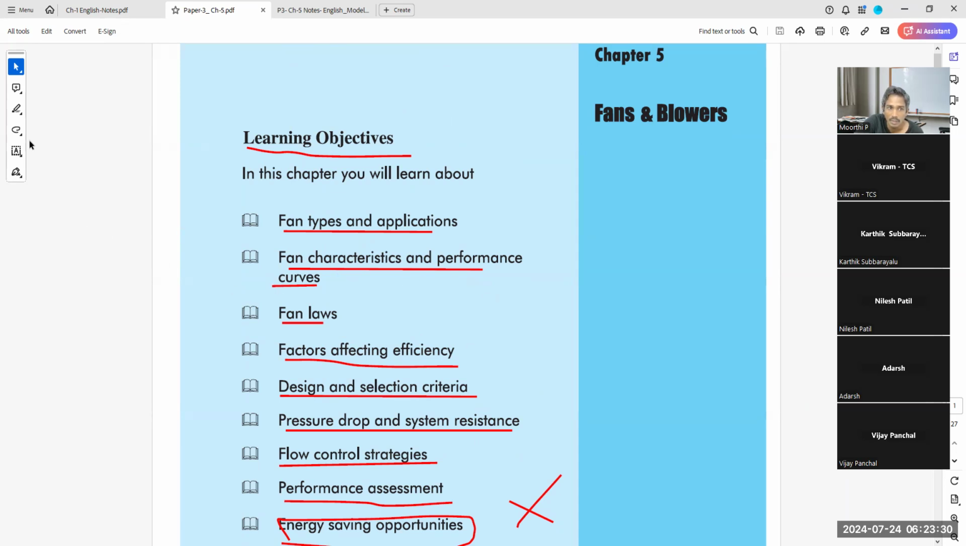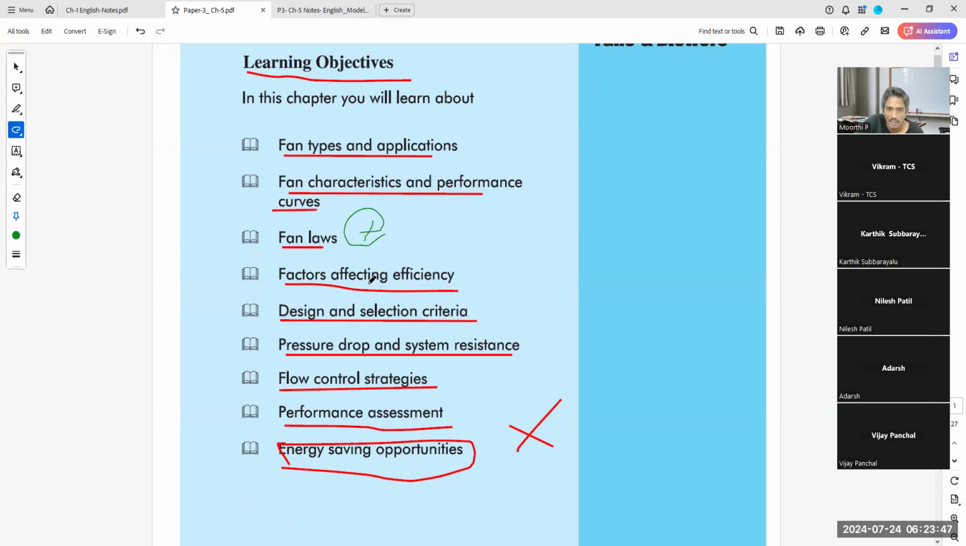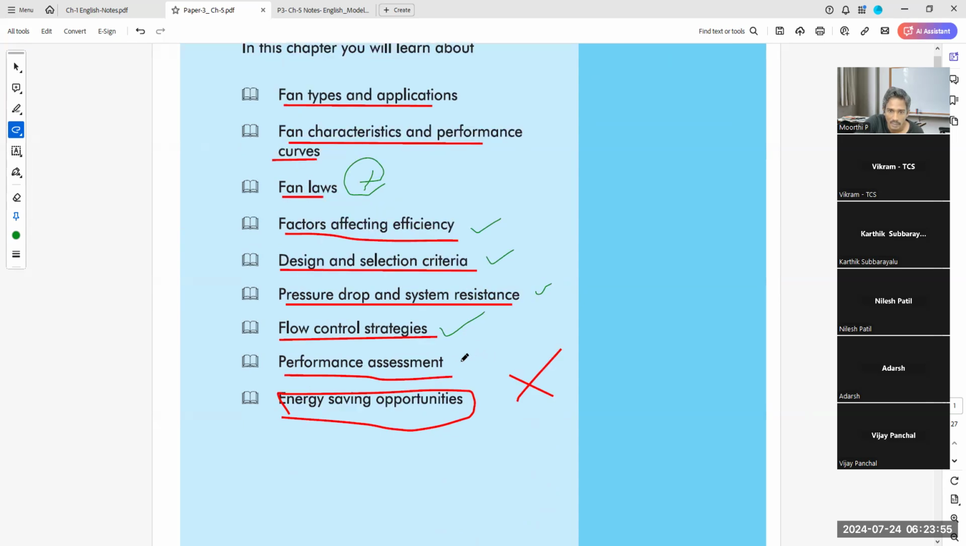Here a very important one is the fan law. Okay, very important. You have to remember this fan law. We are using it throughout all the chapters. For 1 mark, 5 mark, 10 mark questions and energy auditing also, they use the fan law. Same factors: operating efficiency, design and selection, pressure drop, system resistance, flow control strategy, performance assessment. Every equipment has energy saving opportunities. This always comes for 1 mark.